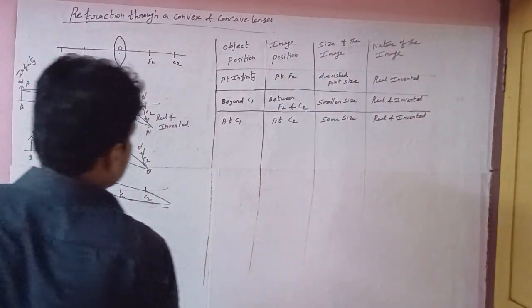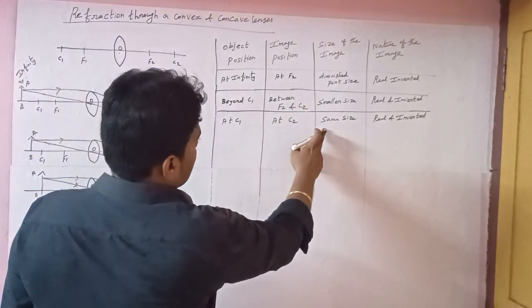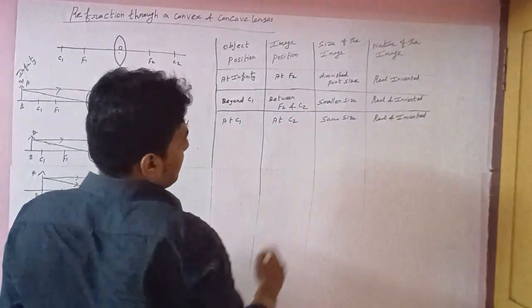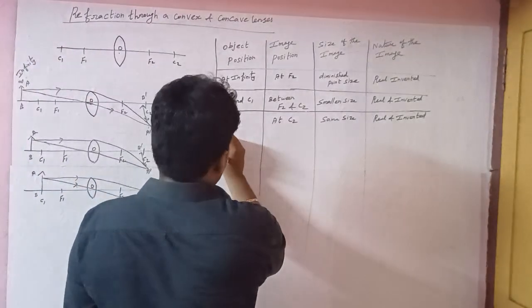So you have to write the condition. The object is placed at C1, the image position is at C2. The size of the image is the same size. The nature of the image is real and inverted. Next, fourth case.